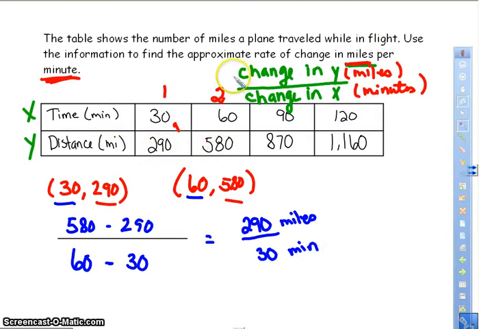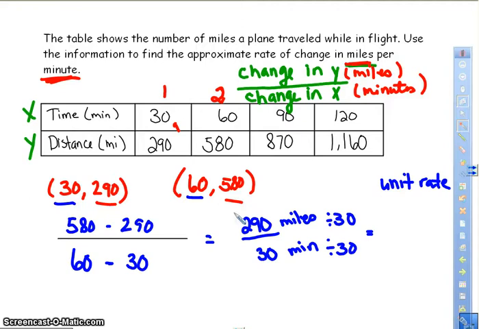It says use the information to find the approximate rate of change in miles per minute. Since we want to find it in miles per minute, we're going to change this to the unit rate. I've subtracted my y's, I've subtracted my x's, now I want to change it to the unit rate. To do a unit rate, we divide by 30 because you want it per 1. Your answer should be a unit rate. So I take 290 divided by 30, and once again, I'm using my calculator.